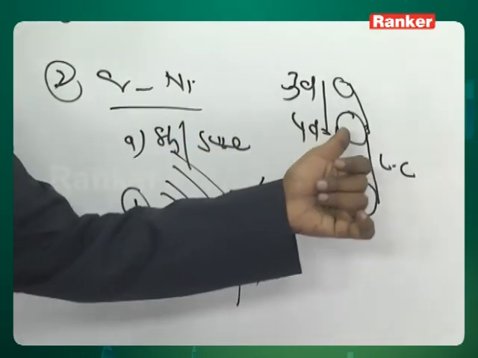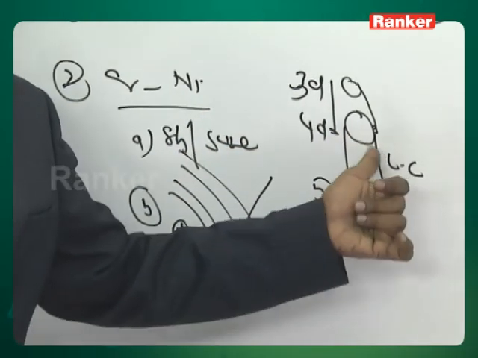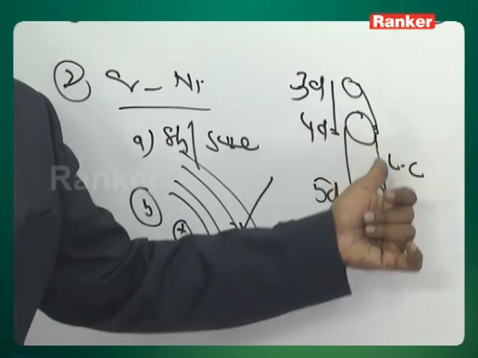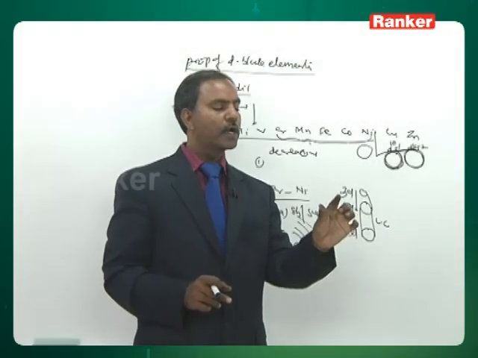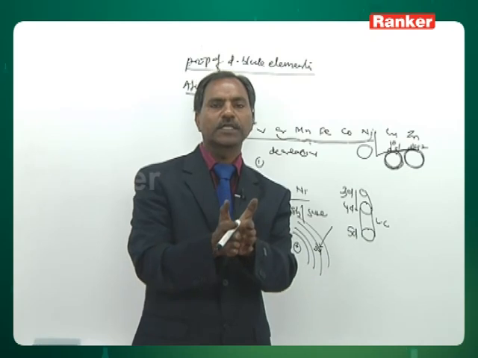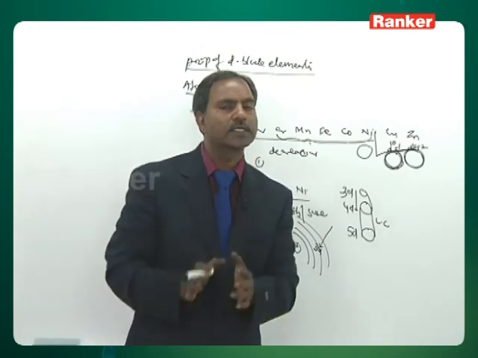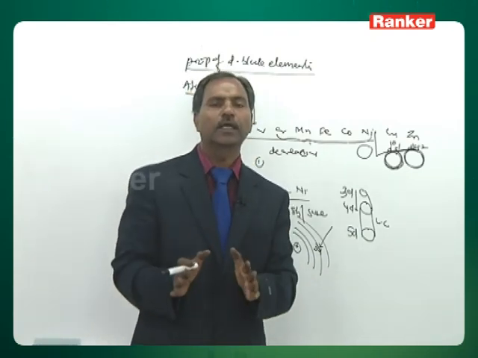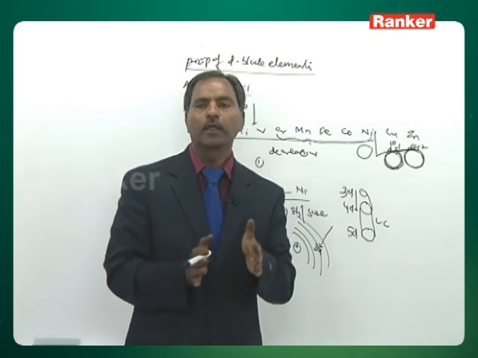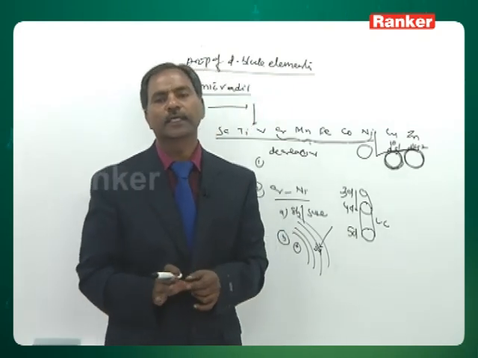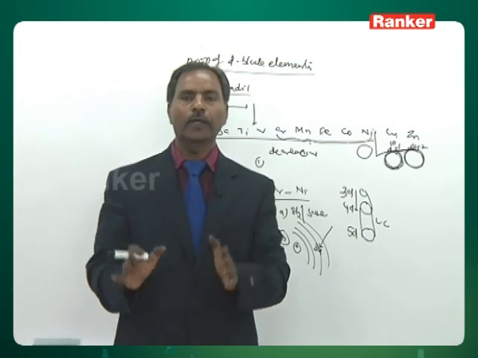But what you are looking at here, 4D and 5D, due to the lanthanide contraction effect, 4D and 5D are having more or less the same sizes. Once they are having more or less the same sizes, we can consider that 4D and 5D are showing much more similarities in their properties. What we can conclude now?